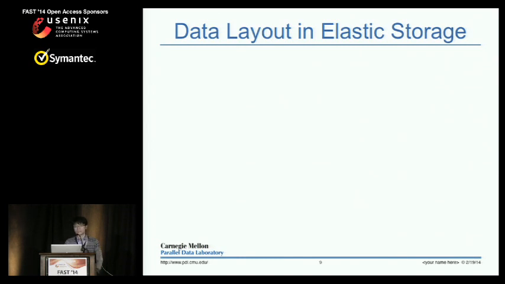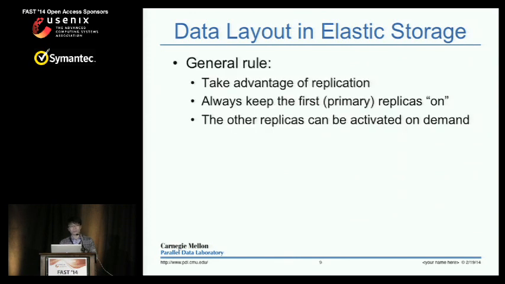Recent research in elastic storage has provided different mechanisms for data placement, but the general rule of all these designs is more or less the same. Essentially, they take advantage of replication, originally for fault tolerance. The key idea is to keep all primary replicas on a subset of the cluster called primary servers. As long as these servers are active, data availability is always ensured. The other backup replicas can be activated on demand.